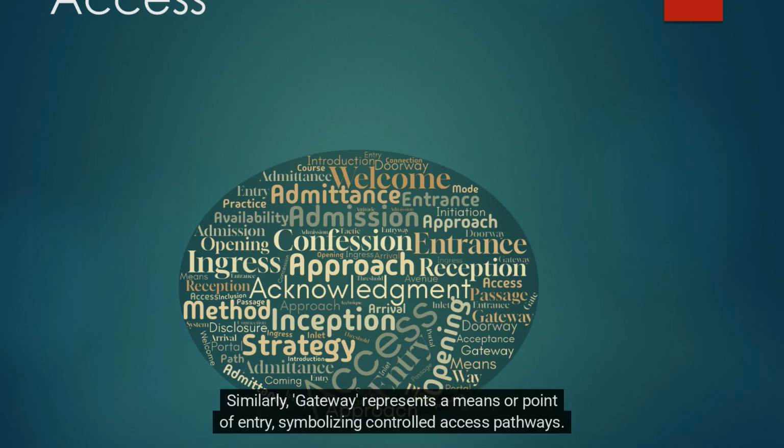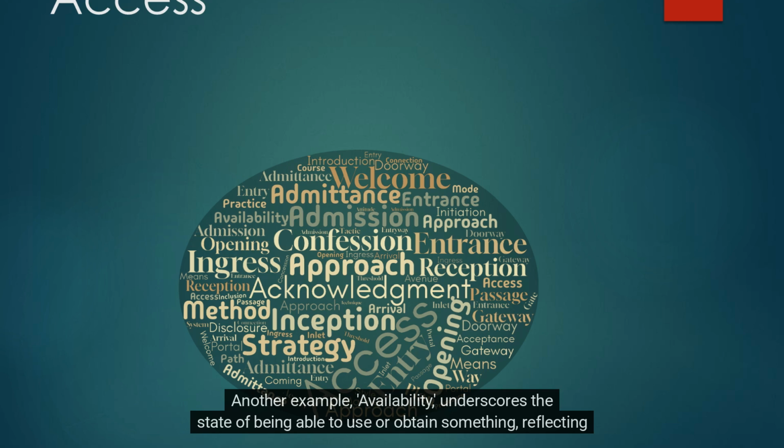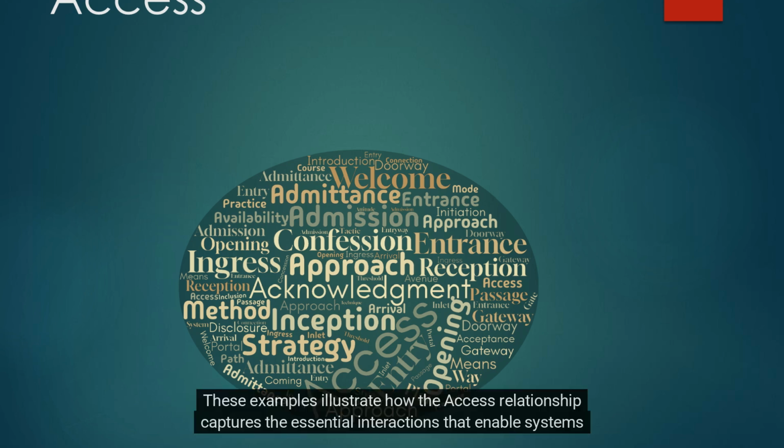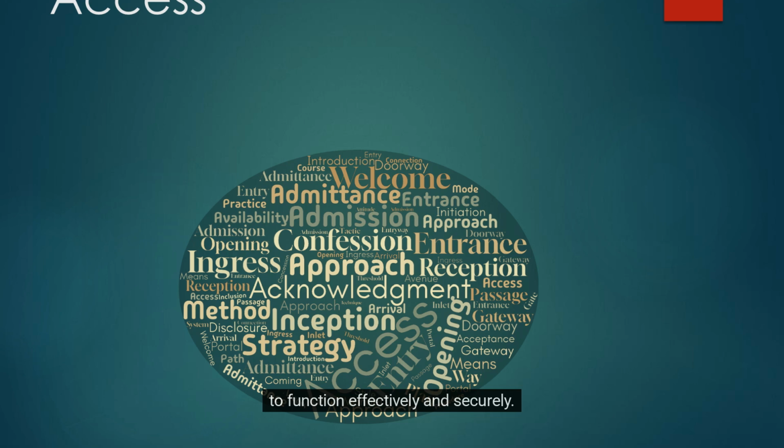Similarly, gateway represents a means or point of entry, symbolizing controlled access pathways. Another example, availability, underscores the state of being able to use or obtain something, reflecting the broader implications of access in ensuring functionality. These examples illustrate how the access relationship captures the essential interactions that enable systems to function effectively and securely.